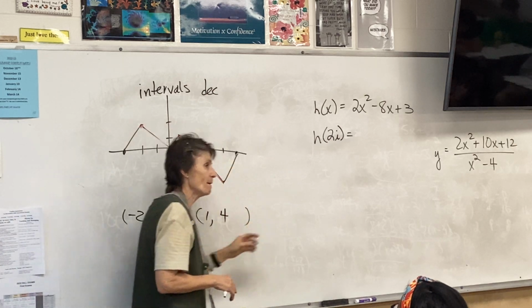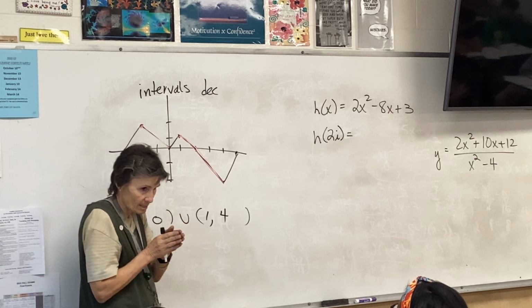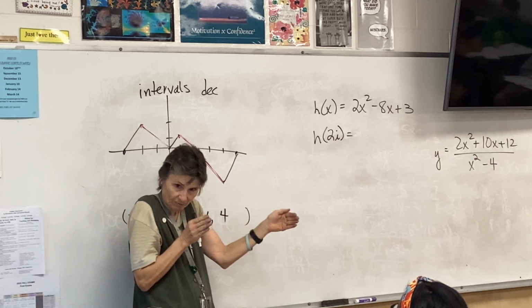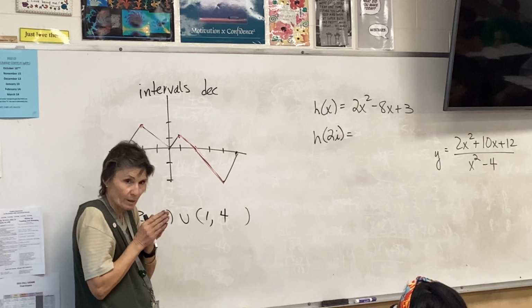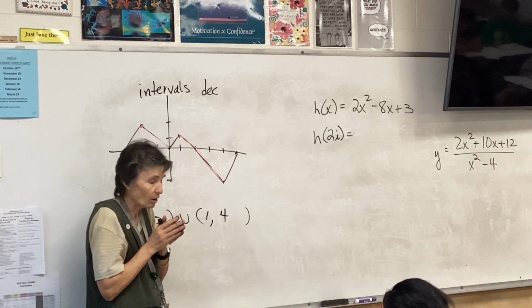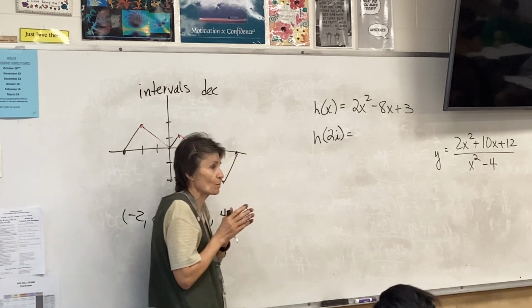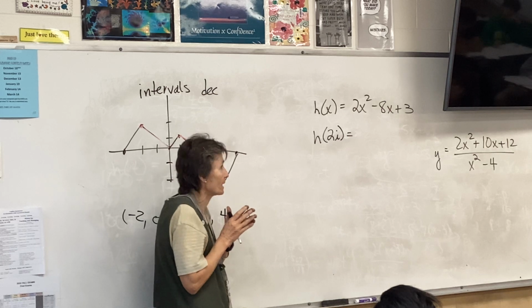But remember, what goes in the interval is the x's, because we are moving left to right on our picture, right? Even for the increasing, it's still the x's. Always x's. Always x's when you write an interval. The only time you use y's is in range. Otherwise, we're always looking at x's.